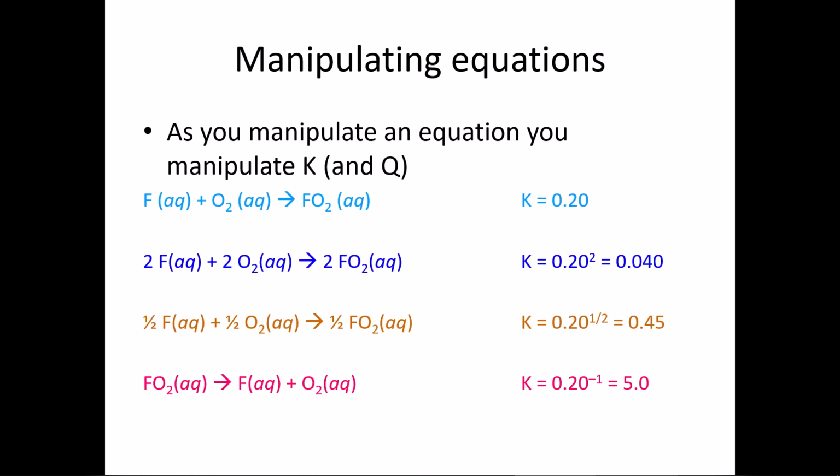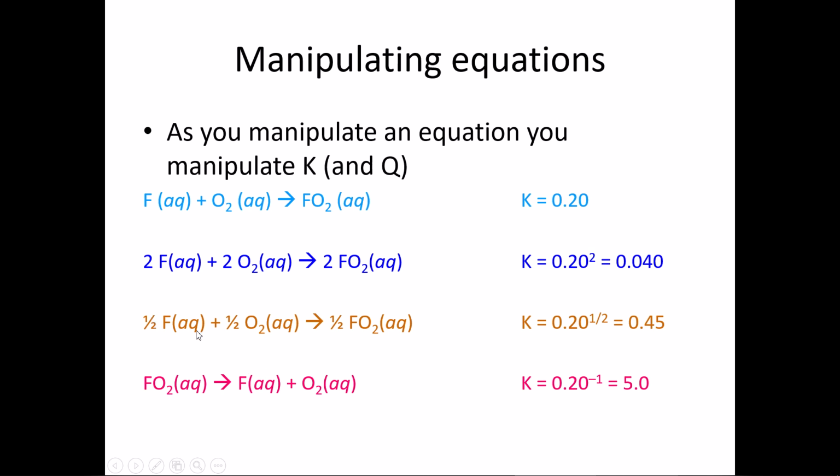So for example, if I have F plus O2 creating FO2 as my reaction, and I know that K is 0.2 for that reaction, I can then calculate K values for the same reaction under different effects. So I can double everything in my reaction, so multiplying by a cofactor of 2. That cofactor becomes an exponent, so I'll take my original K value and square it, and then this will be the K value of the new reaction.